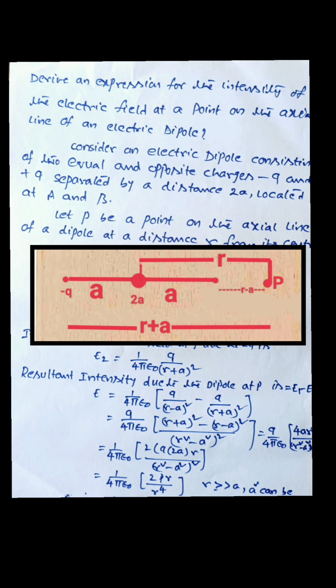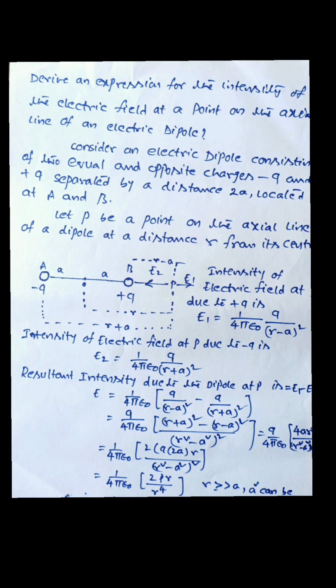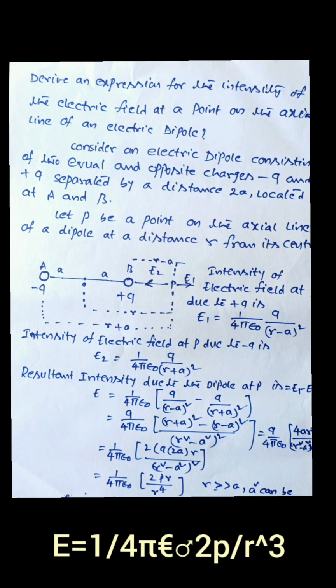The intensity of electric field at P, due to plus q and minus q, are 1 by 4 pi epsilon naught into q by (r minus a) whole square and 1 by 4 pi epsilon naught into q by (r plus a) whole square respectively. Resultant intensity can be obtained by E is equal to 1 by 4 pi epsilon naught into [q by (r minus a) whole square minus q by (r plus a) whole square], and simplifying it we will get q by 4 pi epsilon naught into 4ra by (r square minus a square) whole square.